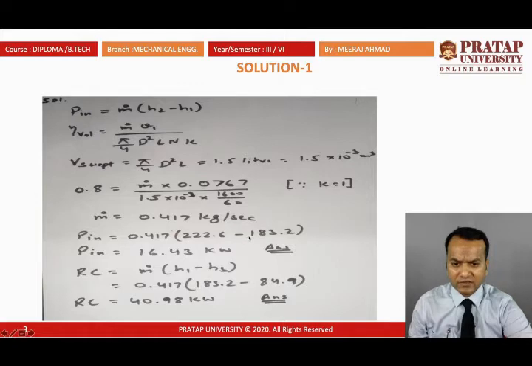The power input is equal to 0.417 into 222.6 minus 183.2, which is the change in enthalpy. So the power input equals 16.43 kilowatts. You got the value of power input, which is 16.43 kilowatt. Then you have to find the refrigeration capacity. RC equals mass flow rate into H1 minus H3. H3 is given, H1 is given. So put the values of H1, H3 and mass flow rate, and you can find the RC value of 40.98 kilowatts.